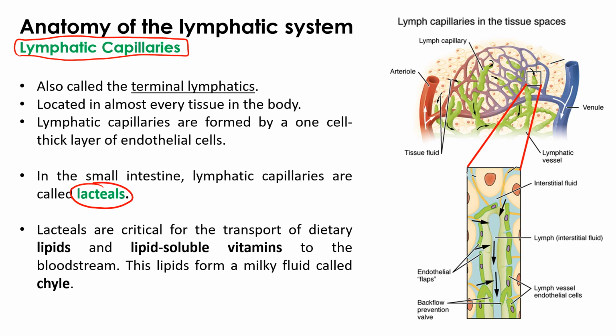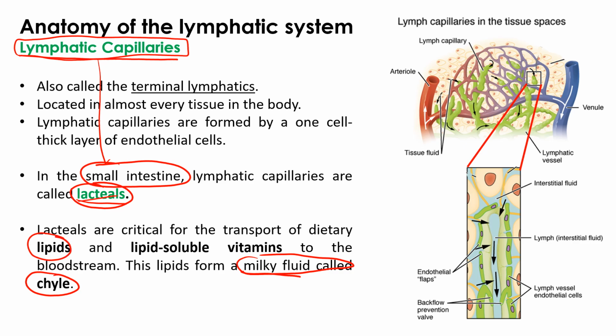what is a lacteal? Basically, it's the same thing as our lymphatic capillaries, but they are specifically located in the small intestine. Because the vast majority of the lymphatic capillaries transport lymph that is clear like water, the lacteals receive the name lacteals because the lymph that they have has a milky fluid appearance. And this milky fluid appearance is called chyle. What is it? It's lymph that contains a lot of fat and a lot of lipid soluble vitamins.